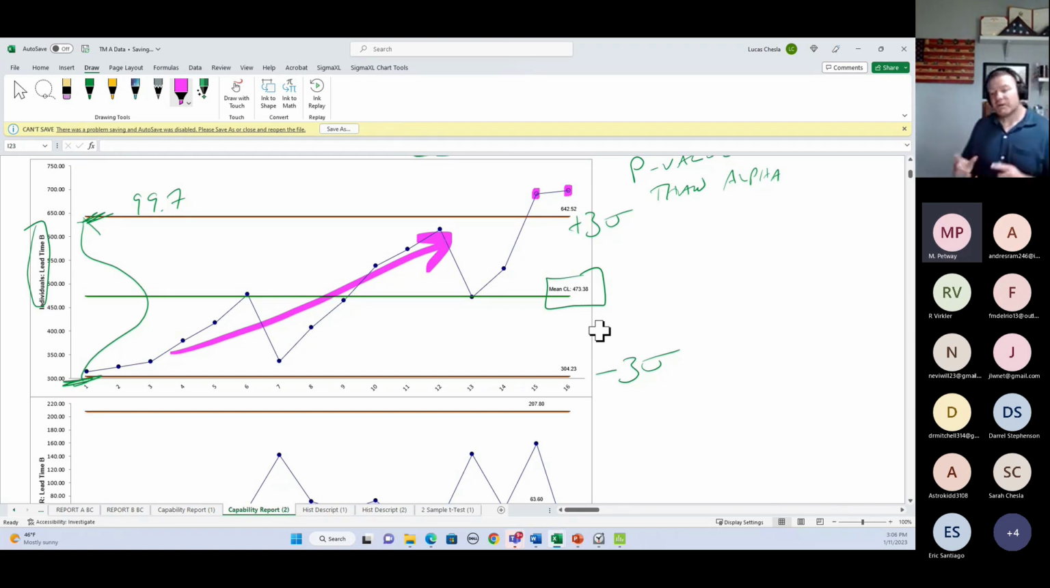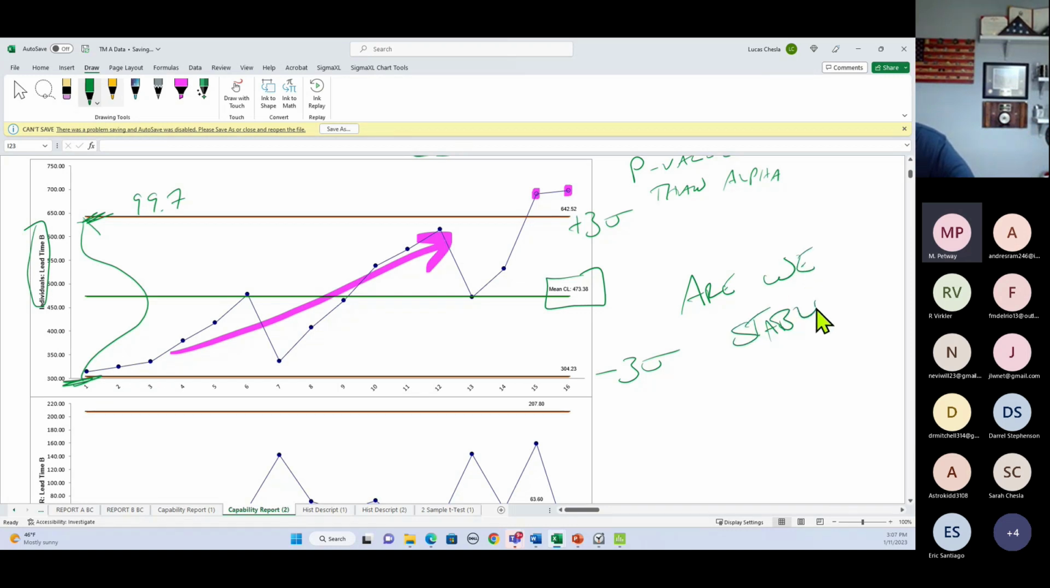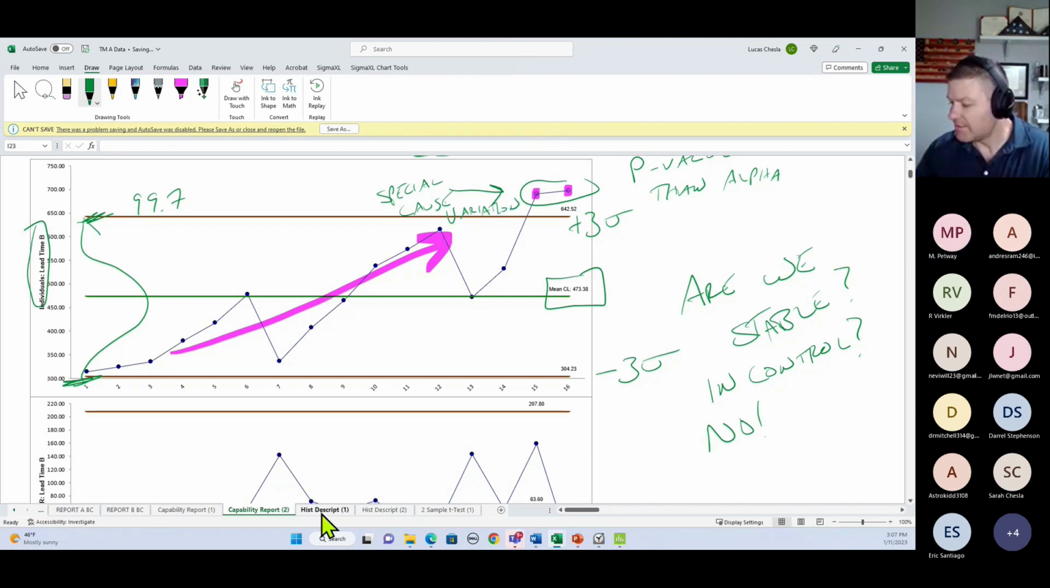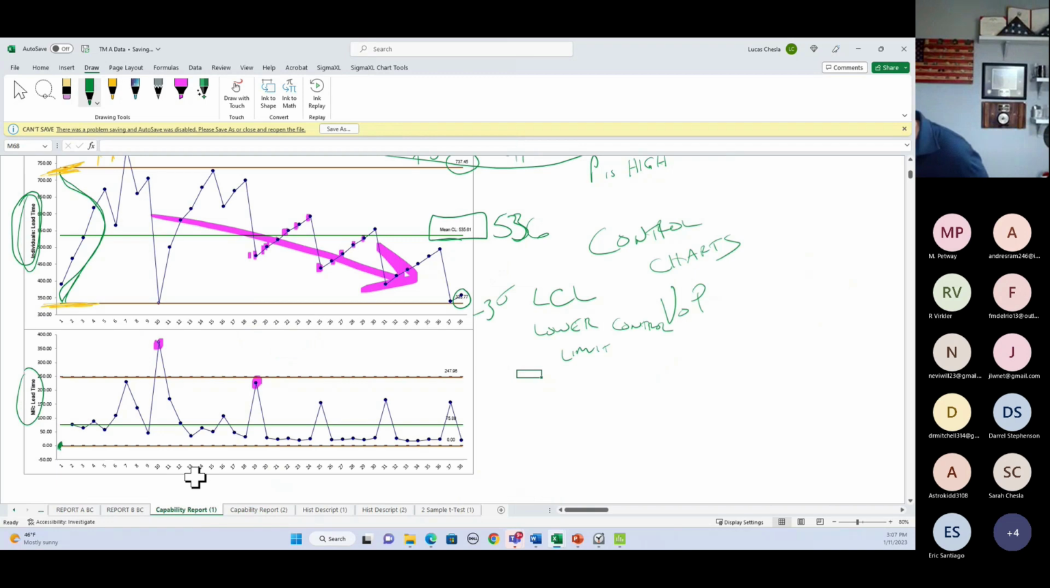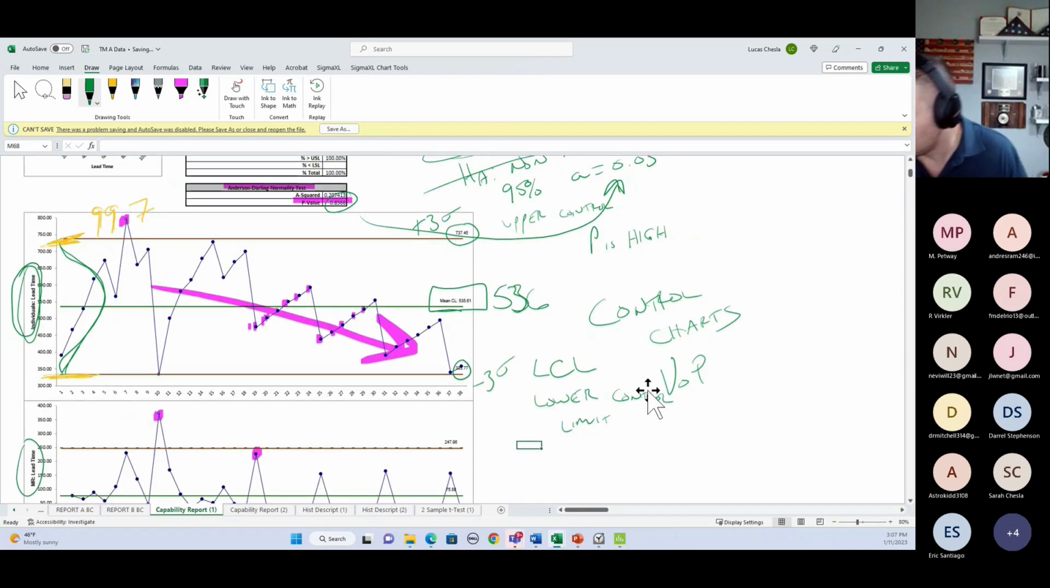And so remember, this part right here is simply answering a question of stability. Are we stable and in control? And the answer is no. You have special cause variation. Anything outside of there, like I said, is called special cause variation. Remember that for an exam. Just like Team A, Team A has special cause variation.